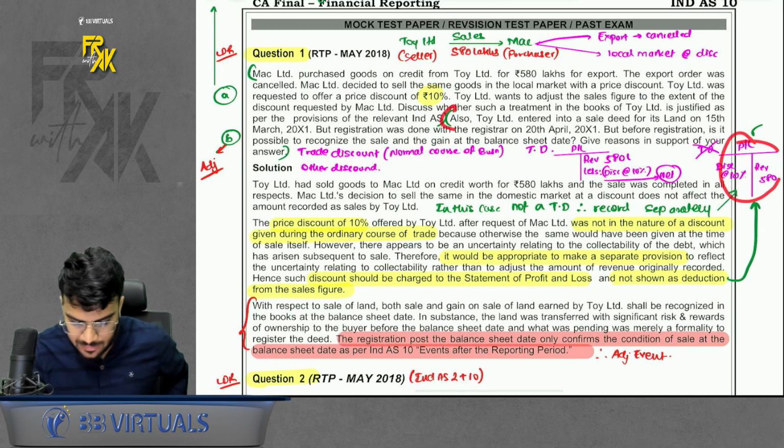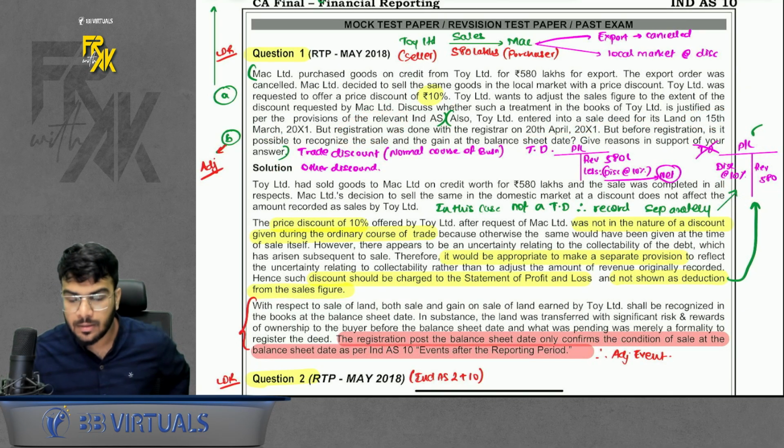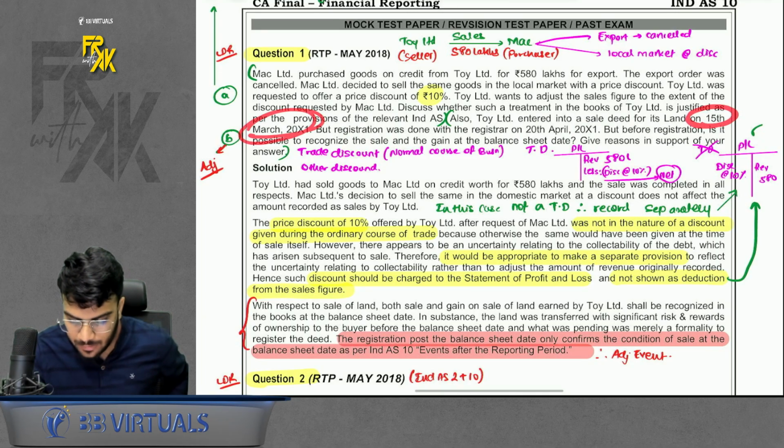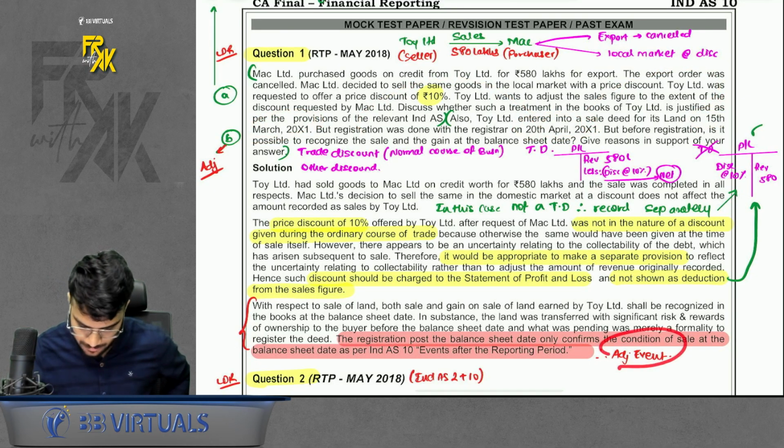Do remember. Second, we entered into a sale deed on 15th March, but the registration was done on 20th April. Adjusting or non-adjusting? Can I say the sale deed was entered on 15th March? Registration is an additional evidence of a condition already existing, so adjusting event. Do remember that part.